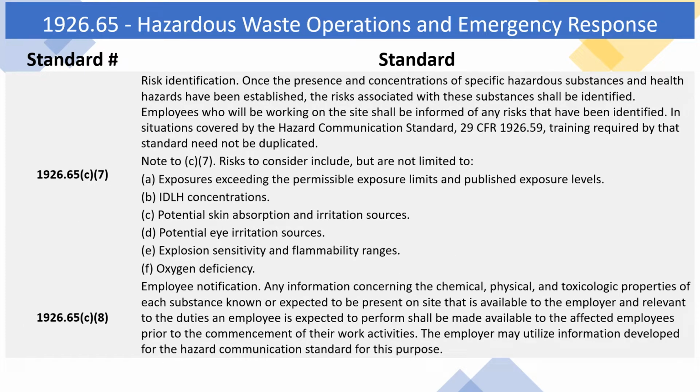1926.65 C7. Risk Identification. Once the presence and concentrations of specific hazardous substances and health hazards have been established, the risks associated with these substances shall be identified. Employees who will be working on the site shall be informed of any risks that have been identified. In situations covered by the Hazard Communication Standard, 29 CFR 1926.59, training required by that standard need not be duplicated.